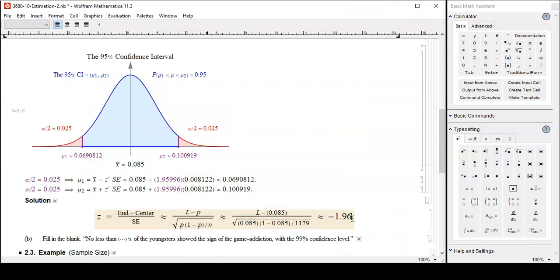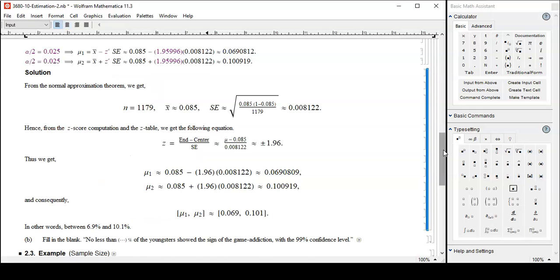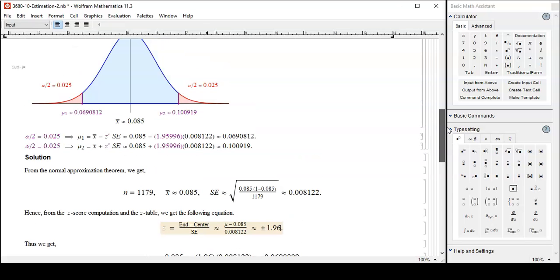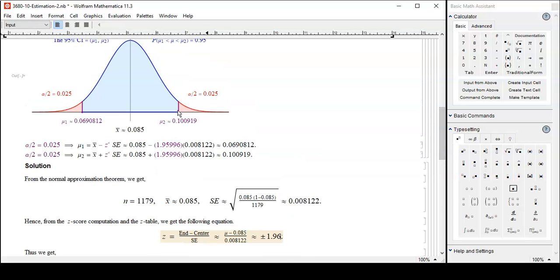So that's how we get an equation. And solving this equation, that's not too bad. Flip this denominator to the other side, and flip this one to the other side. You're going to get what you want. Here we go. SE computation. And then endpoint minus center over SE is negative 1.96 for the left-hand side, positive 1.96 for the right-hand side.